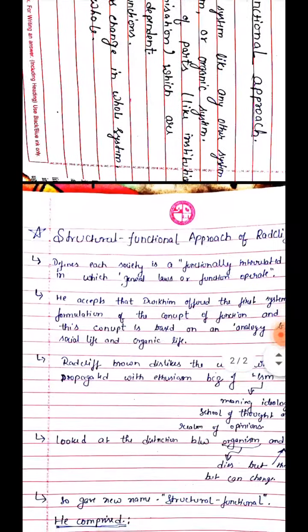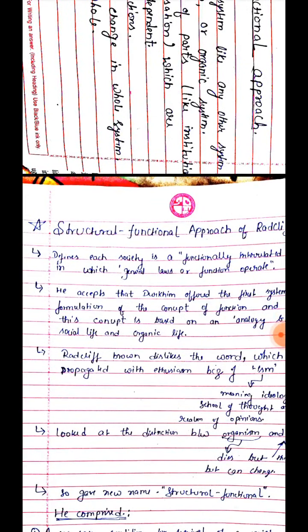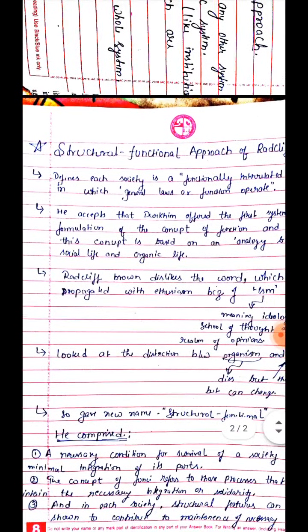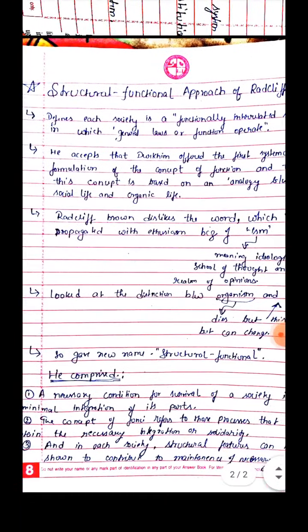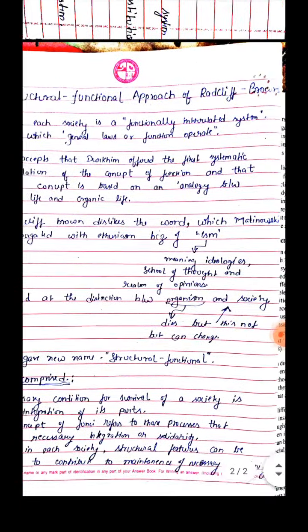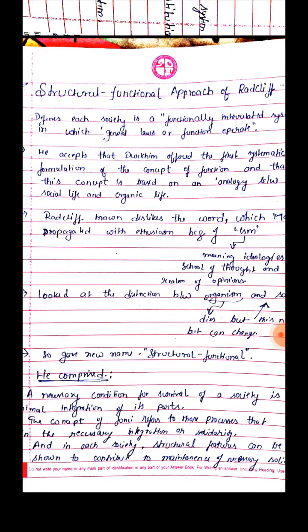Now we will see what the structural functional approach of Radcliffe Brown was. First of all, he defined each society as a functionally interrelated system in which general laws or functions operate. Meaning, according to him, society is an interrelated system. Many parts are there in a society and all are interrelated to each other according to a general law, and function is operated by all of them.